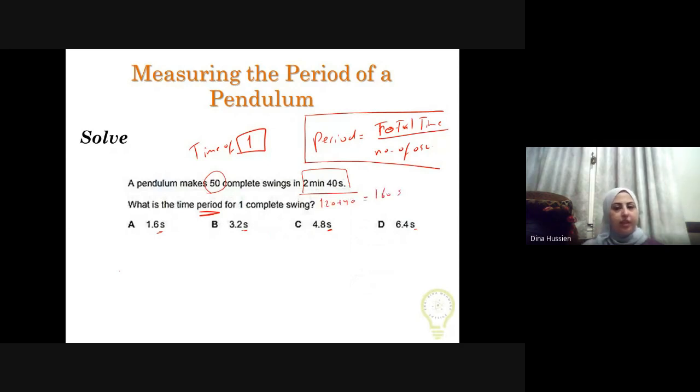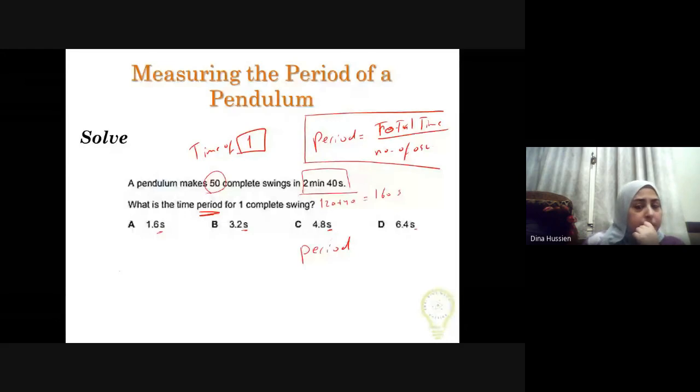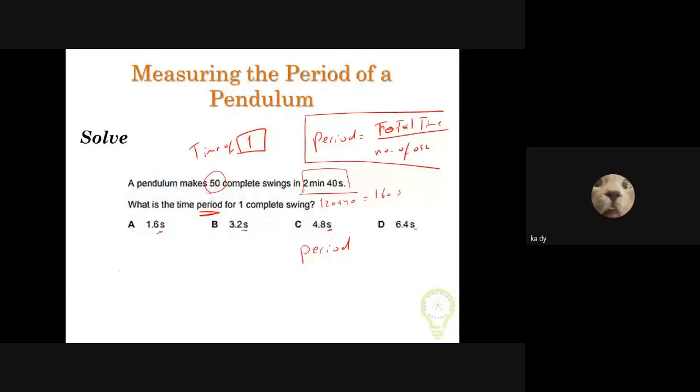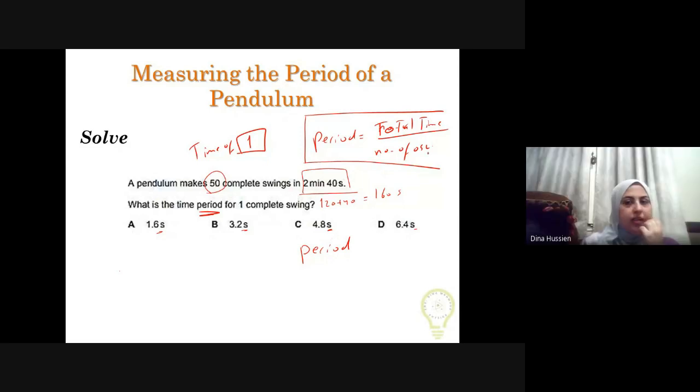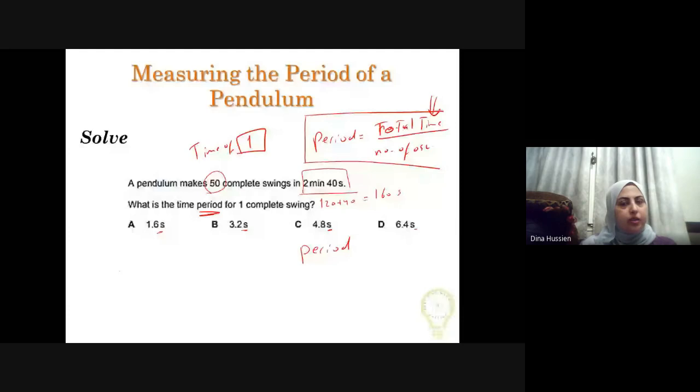Do we make the number of swings over the time, or the time over the number of oscillations? Yes, I wrote it here: the time over the number of oscillations. Okay. So the period here is simply the total time divided by the number of oscillations.